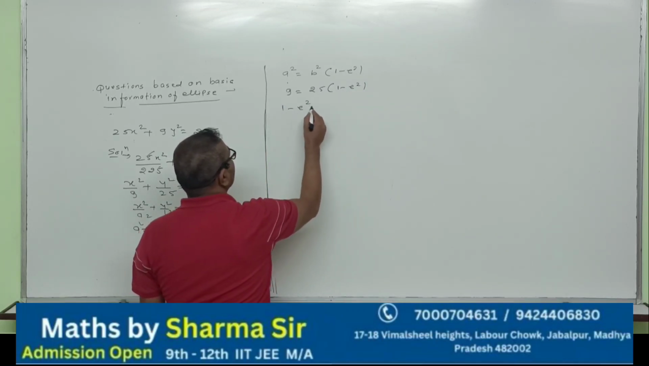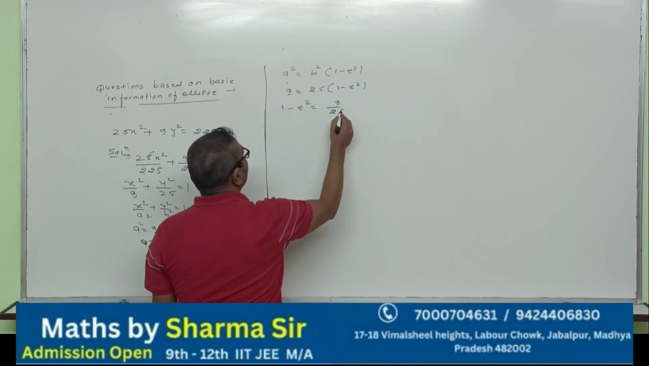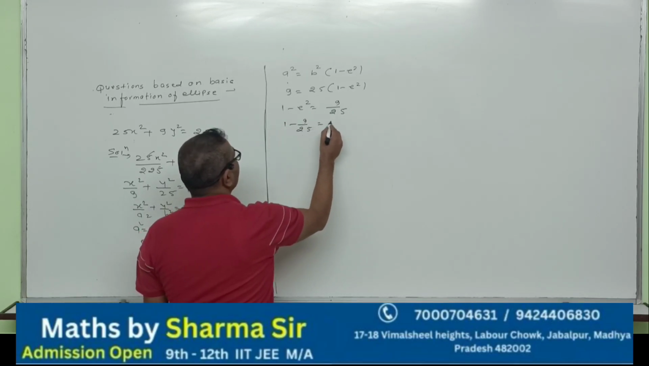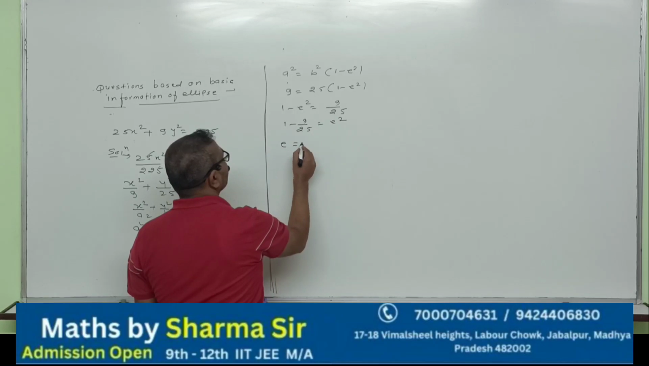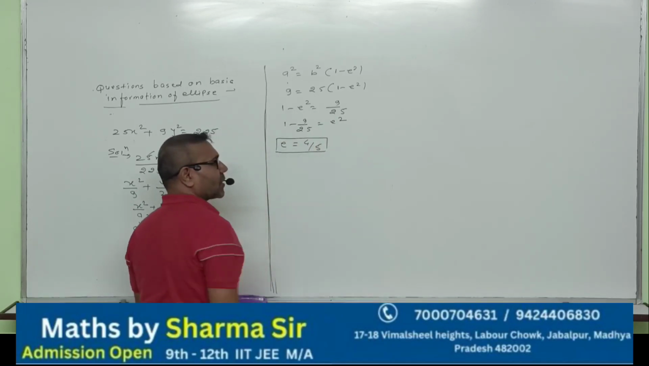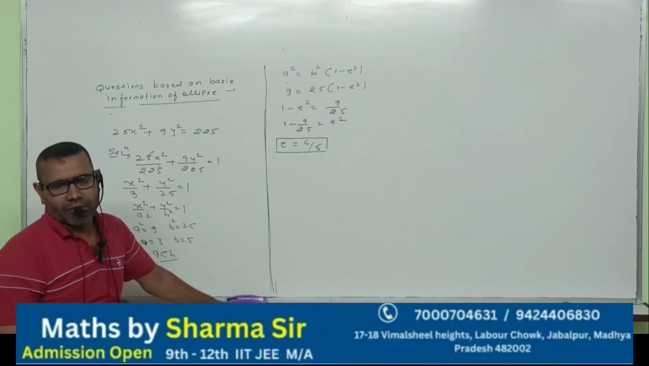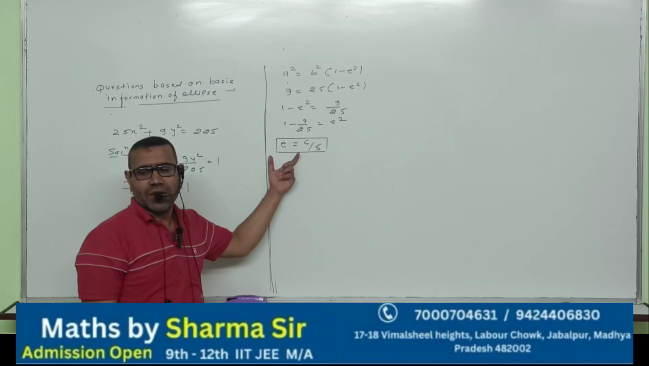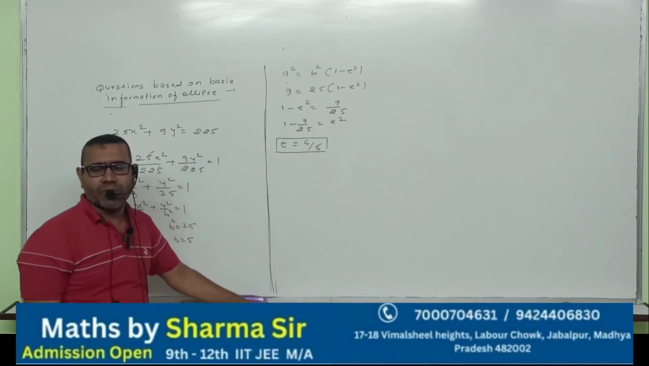So 1 minus e square is going to be 9 upon 25. So 1 minus 9 upon 25 is e square, or e is going to be 4 upon 5, if I am not wrong. Respectably, thus we have got a very important value, that is the value of eccentricity e, and that is coming out to be 4 by 5.